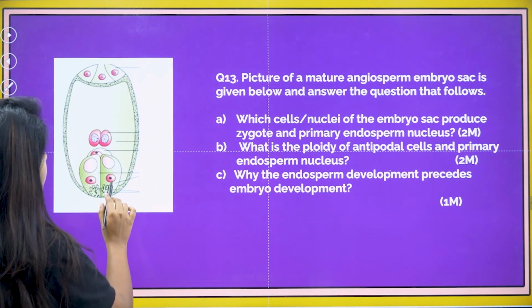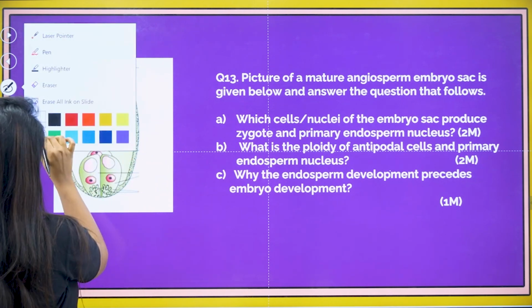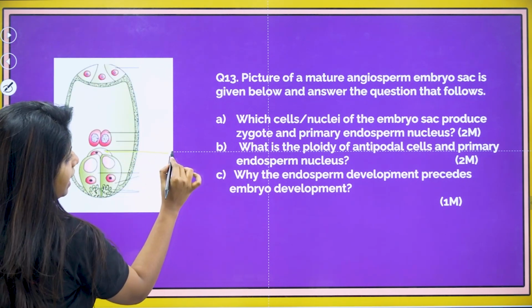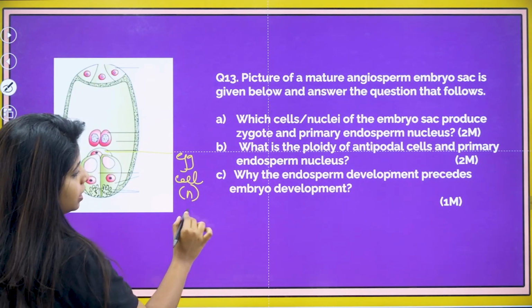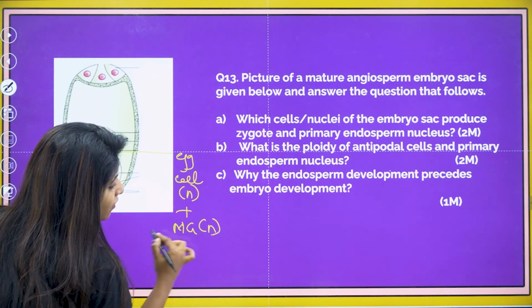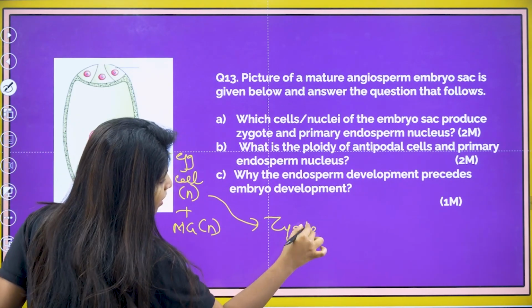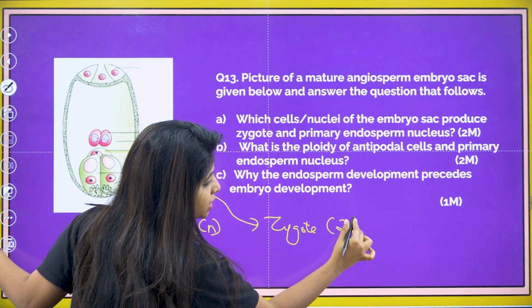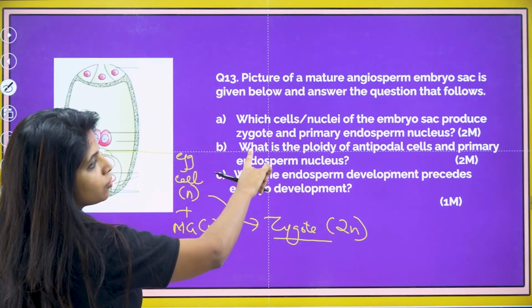So what do you think, which of them are going to produce? So my dear children, over here you have the egg cell. This is the egg cell which has n number of chromosomes. This is going to fuse with the male gamete, which also has n number of chromosomes. Together they are going to form what? Zygote. n plus n becomes what? 2n. That means it is diploid in nature. Okay, agreed? Which cells, nuclei of the embryo sac produce zygote?